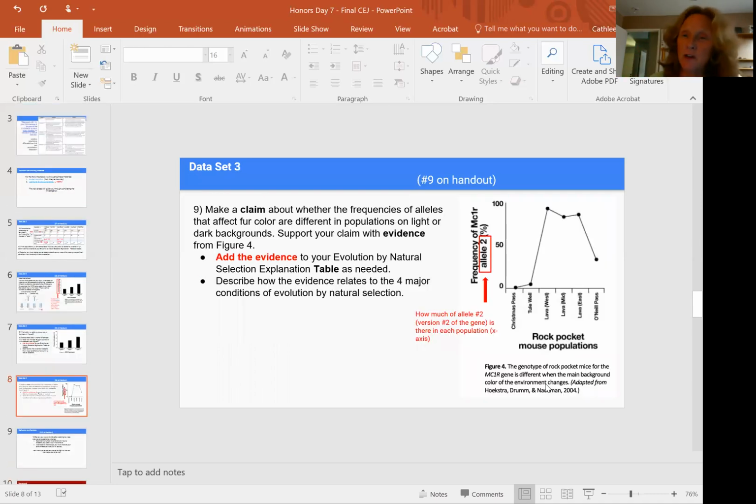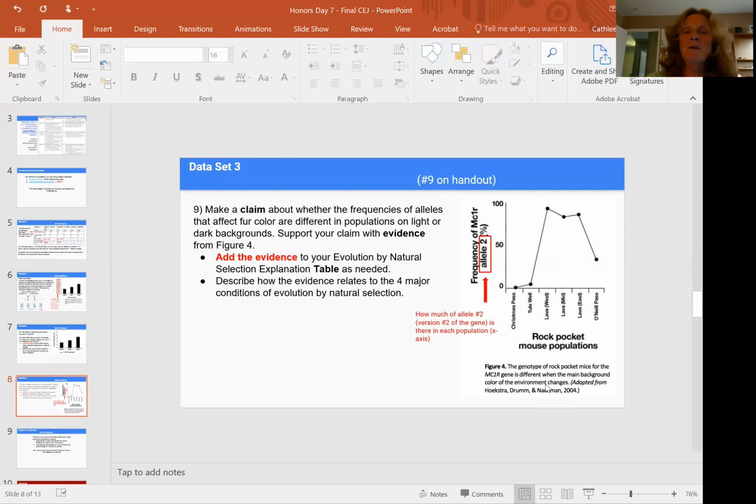Now we're going to look at figure 4. Here we're asking you to make a claim about whether the frequency of the alleles that affect fur color are different in populations on light or dark backgrounds. Many of you wanted to tell me that the mice were dark because their location was dark. Which came first? Was the allele for dark colored hair present before the lava flows? Go back and listen to the video if you're not too sure about that, okay?